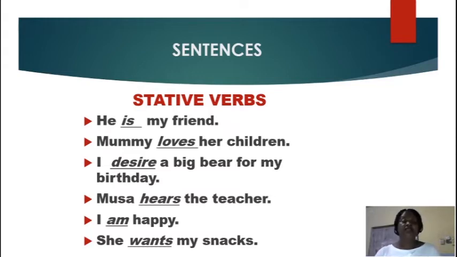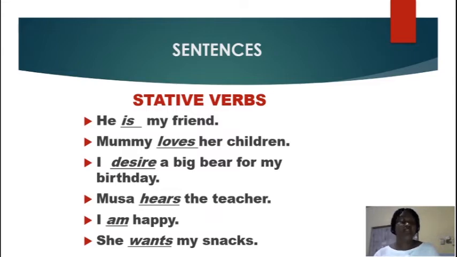They are words used to describe states of being. Now, he is my friend. You don't see is, but inside you, you know that this person is a friend. The next sentence, mommy loves her children. This has to do with emotion. If you go back to the slide and see the examples on stative verbs, you will see emotions. And one of the examples in emotions is love.